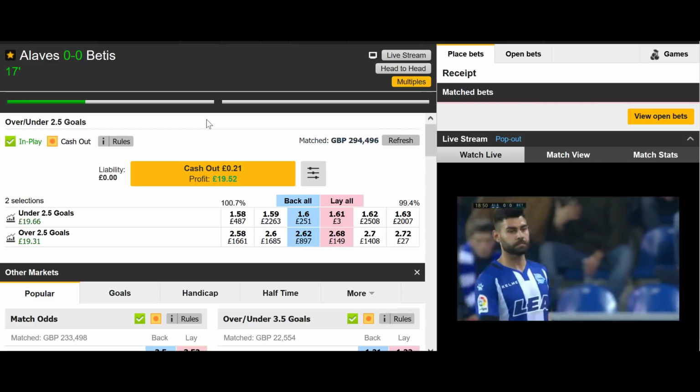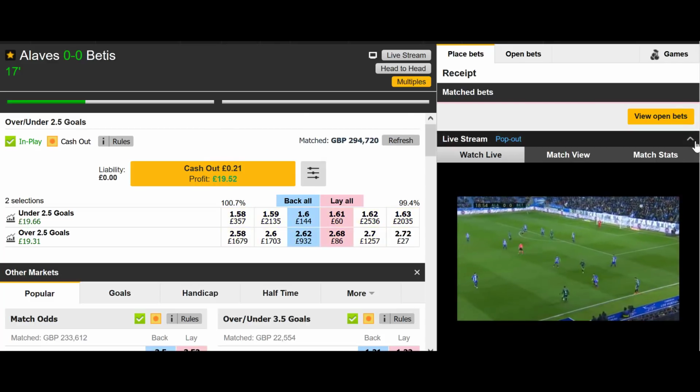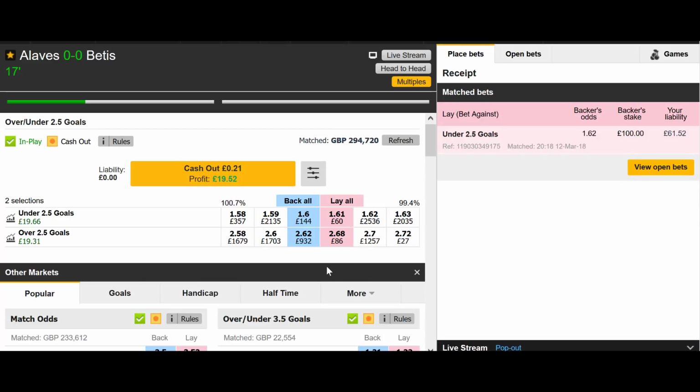So here we are though. Anyway, this is the main way to trade it. You're basically backing to lay and then probably cashing out, as most people would do. So that's the main way of doing it. Let's have another look at another way of trading the under 2.5 goals market.